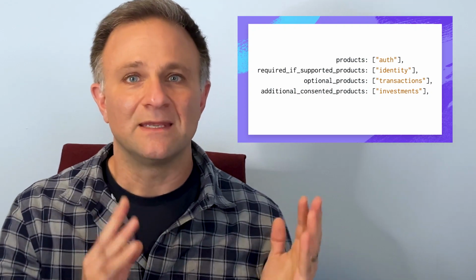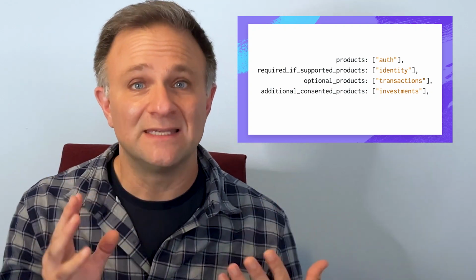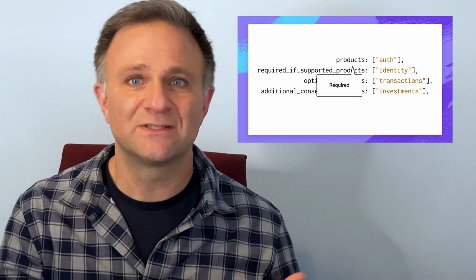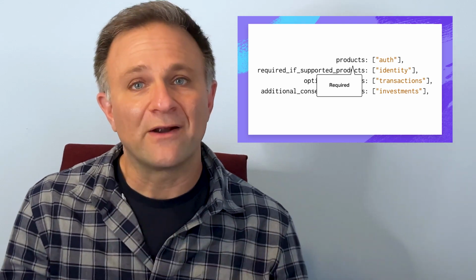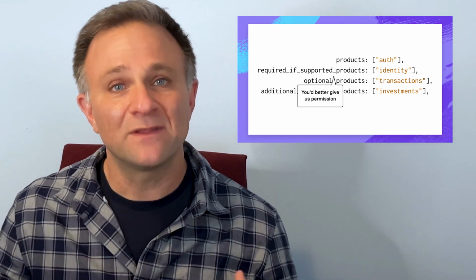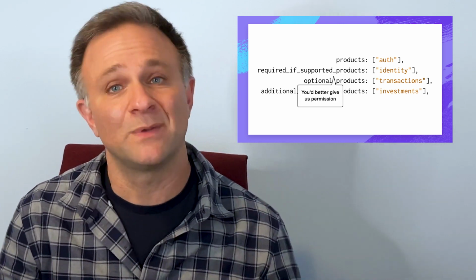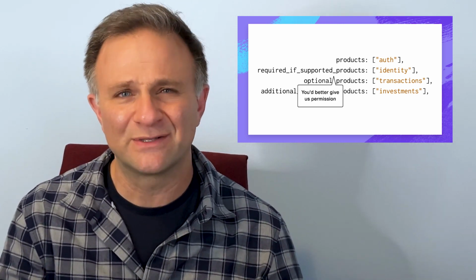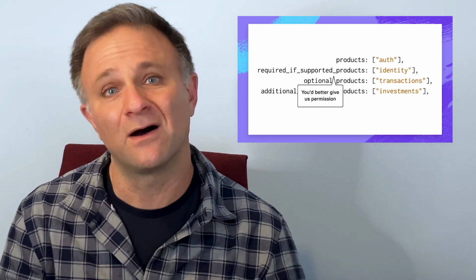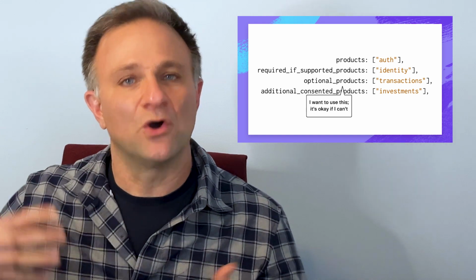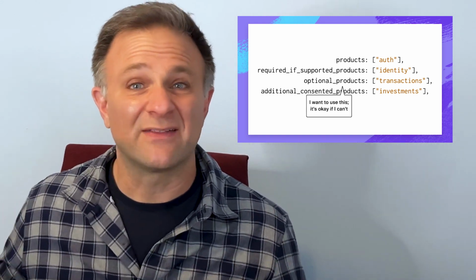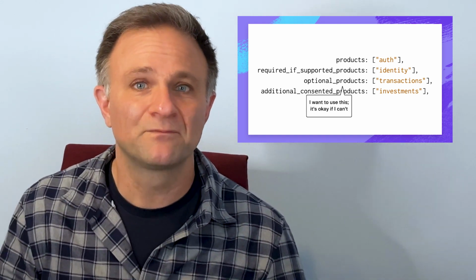So let's summarize here the 5 different ways of listing products. The products array is basically saying these products are required. If the financial institution doesn't support all these, I'm going to take my ball and go home. Required if supported is basically saying if the bank supports these products, the user better give me permission to use them, but I'll still allow institutions where the products aren't supported at all. Optional is sort of, I'm planning on using these products, so go ahead and prefetch the data, but it's not the end of the world if I don't have access to them.